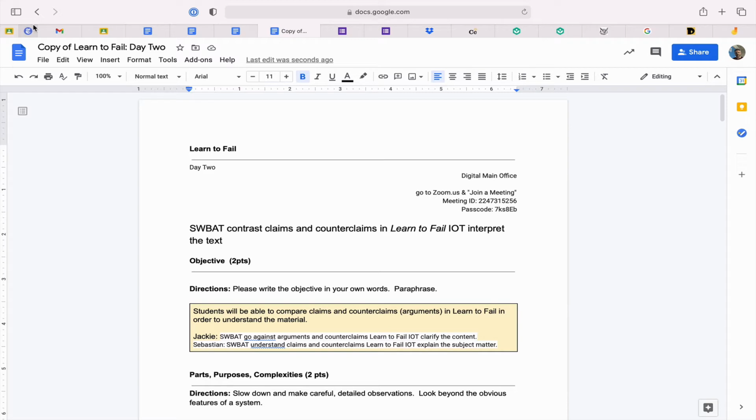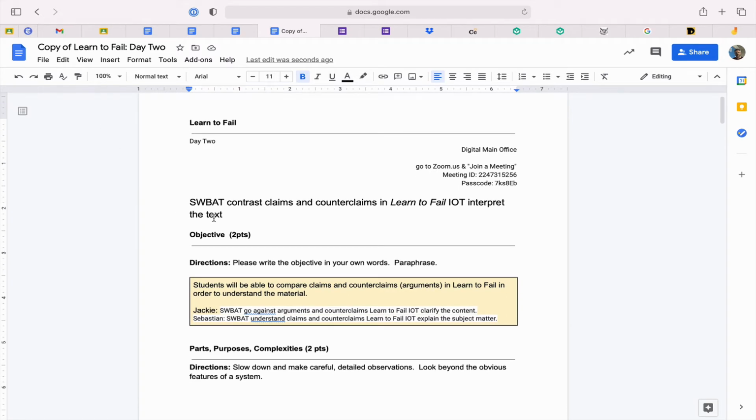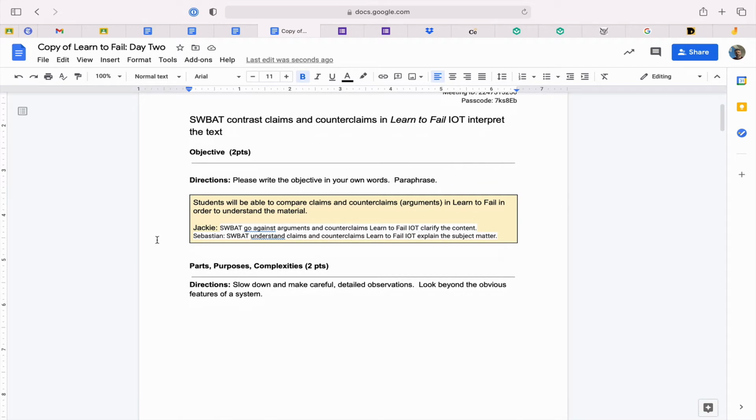Learn to Fail, Day 2. Students will be able to contrast claims and counterclaims in Learn to Fail in order to interpret the text. Objective, 2 points. Please write the objective in your own words.